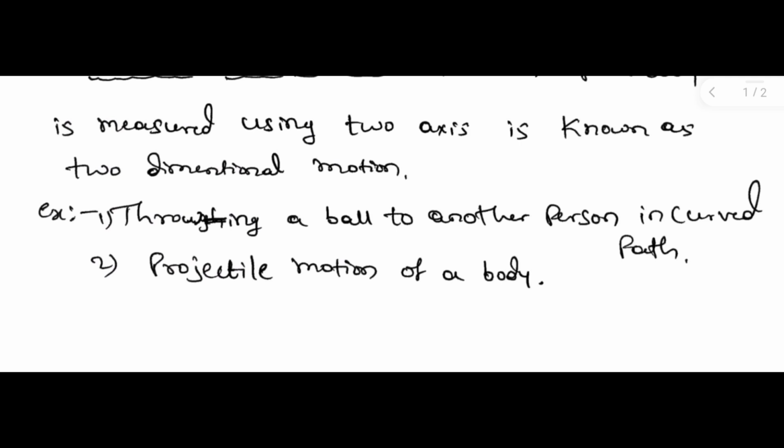When a person throws a cricket ball to another person, the ball must travel in a curved path, a circular path. Then only it is called a projectile path or two dimensional example. Next example, projectile motion of a body. As I told you, you may throw a ball or any object in a curved path. That is an example of two-dimensional motion.